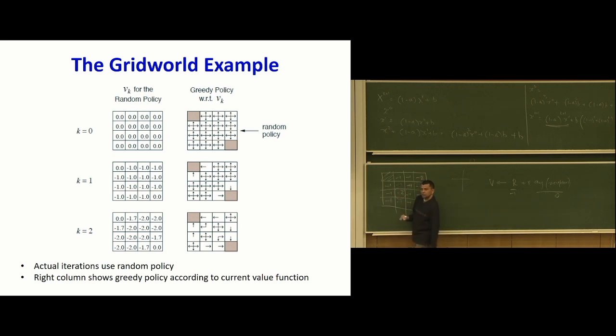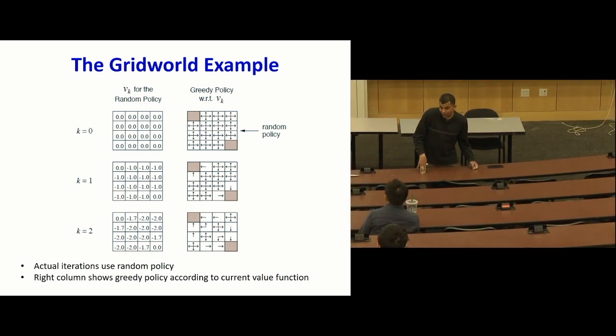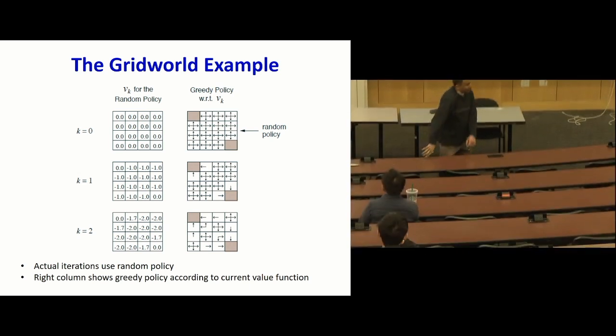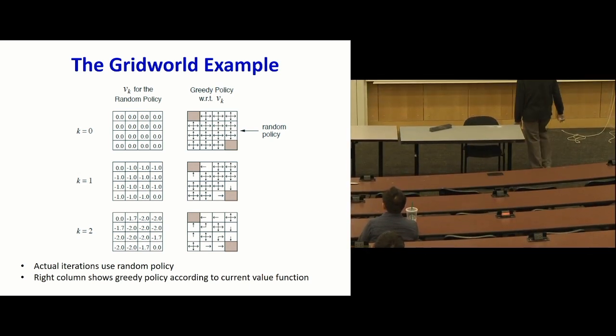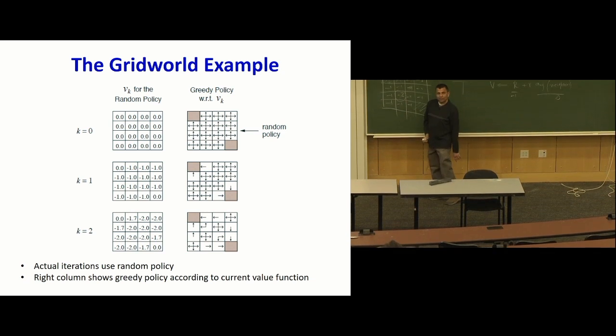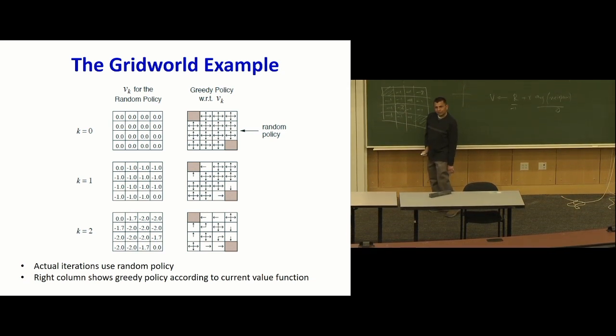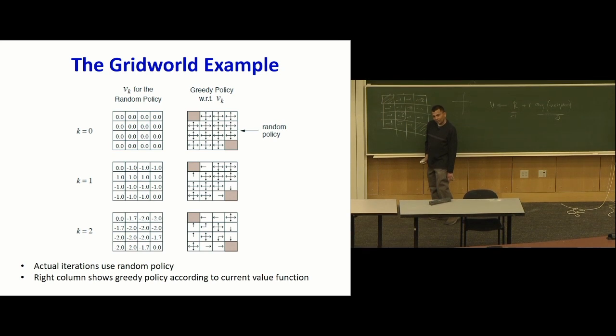What about this box? What's it going to be? What's the reward of being in that box? What is the average of the neighbors? Is the average minus one for that box? I'm looking at you. You have to be looking at me when I point at things. This one. One half? No. How many neighbors do I have?